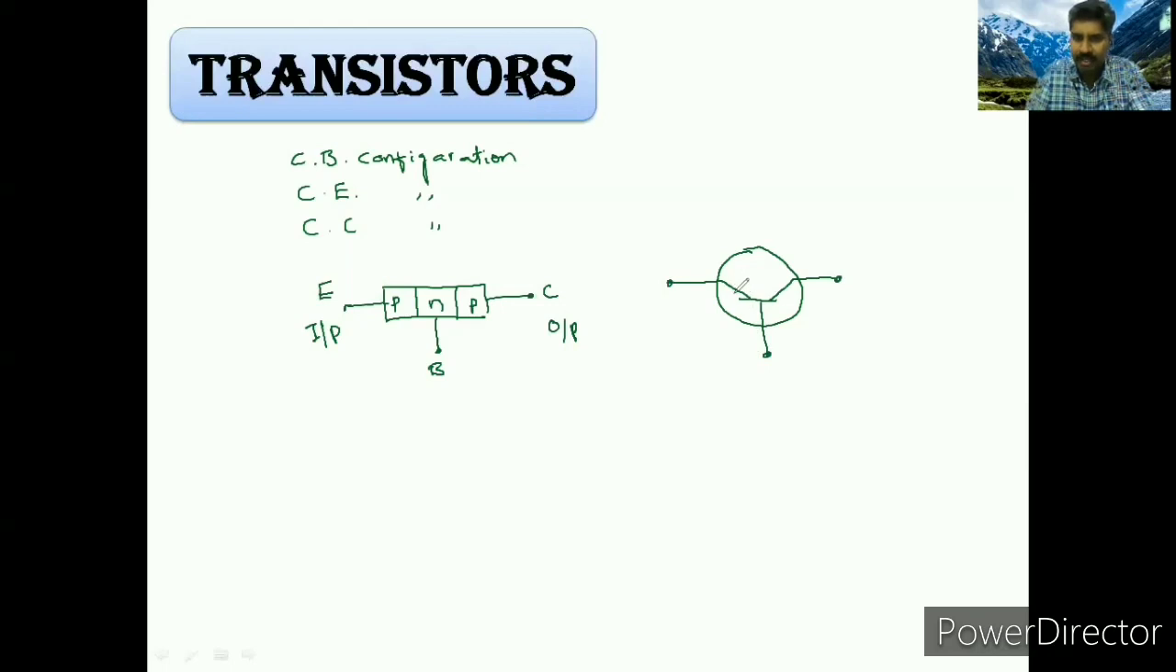Here in PNP, the arrow mark is inwards. This is the emitter, base, collector. This is a common base configuration. Base is common to emitter and collector. Similarly in NPN, what is the difference? The arrow mark is in the outward direction. So now we will come to the trick.